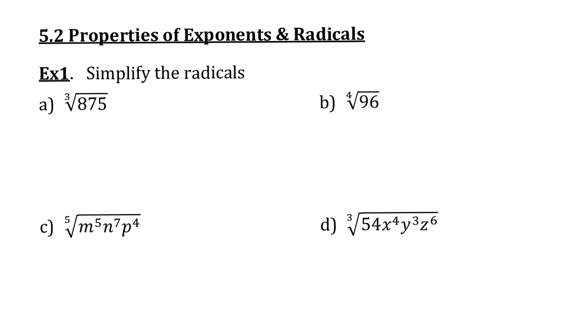Okay, 5.2 properties of exponents and radicals. We're going to do a quick review of them. So for example, when we're going to simplify the radical, the third root of 875, if you want to double check it in your calculator, it does not come out evenly. Okay, but we want to see if there's any perfect cubes that divide into 875.